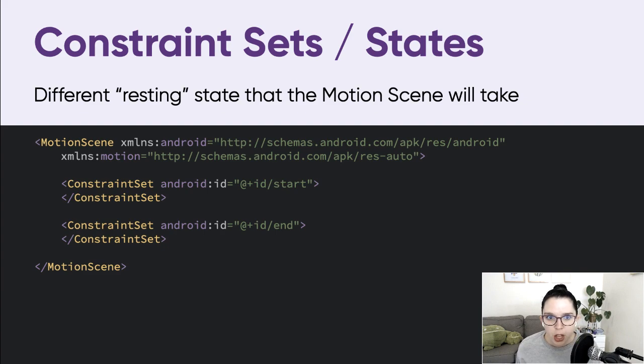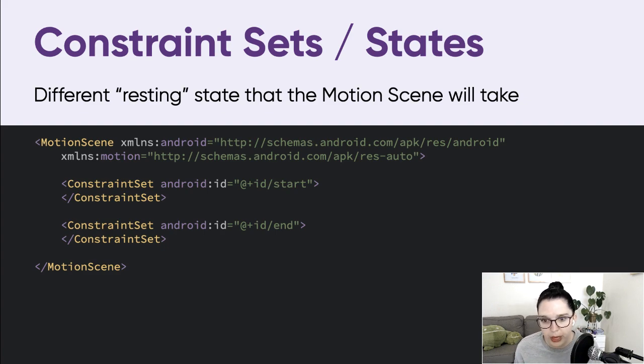So the first thing, let's look at constraint sets and what that actually means inside the motion scene. So a constraint set is what I like to think of as a resting state that the motion scene will take. We are used to creating constraints when we are creating layouts with constraint layouts. And a constraint set is basically just all those constraints defined within a set, and they are then used to be applied to your layout.